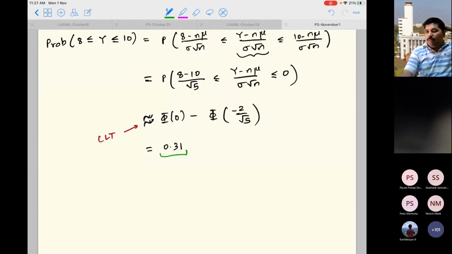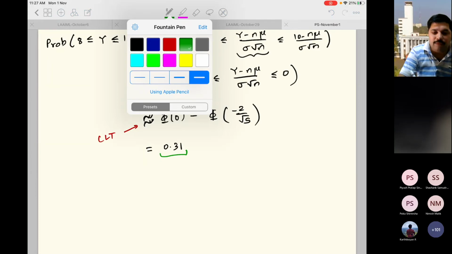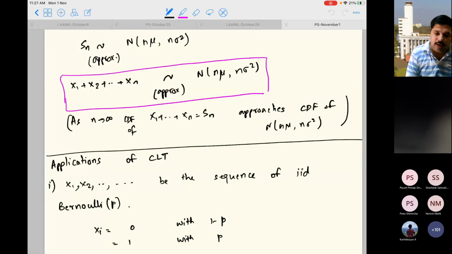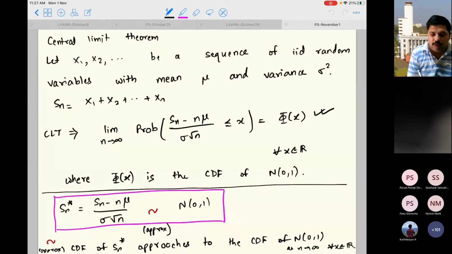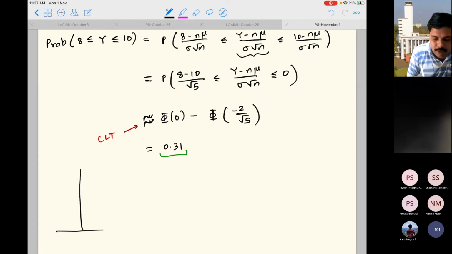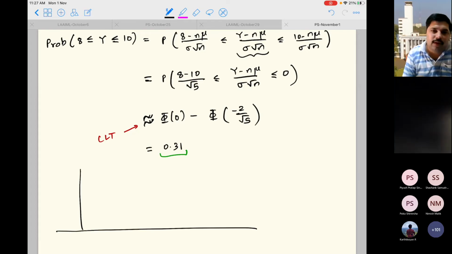Okay, so why has that happened? Because we have been looking at PDFs and we have not been looking at CDFs. Roughly converges to, approximately equal to, the meaning is that the CDF of Sn star is approaching the CDF of normal 0,1. Okay, so let us see what is really happening here. We'll have to do a slight modification here, and once we do this, then we'll be through.